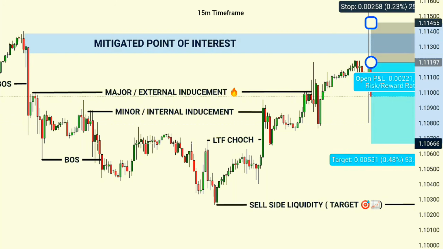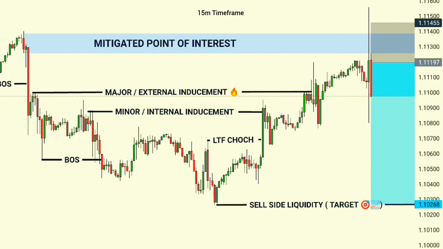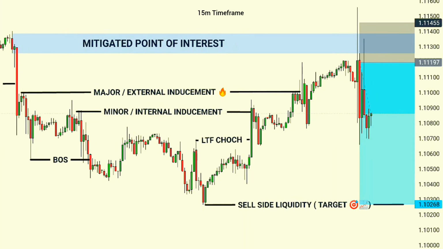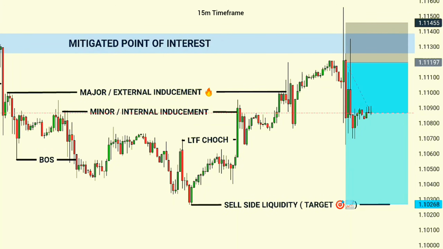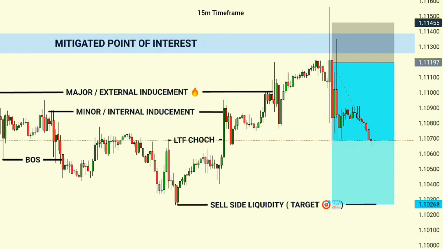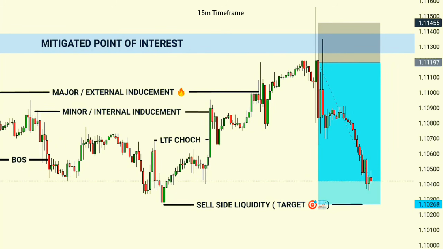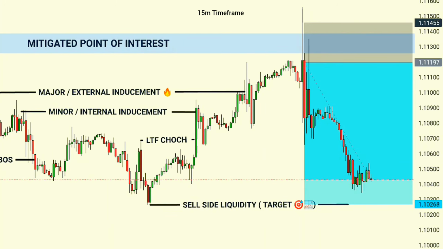Sell trade execution begins after confirmation inside the point of interest. On this chart, once price returns to the zone and forms a low time frame change of character, sellers regain control. That shift provides timing for entry. The position is placed after the bearish break on the lower time frame. Stop loss is kept above the inducement high to manage risk properly. Target is set at sell-side liquidity resting below the previous lows.